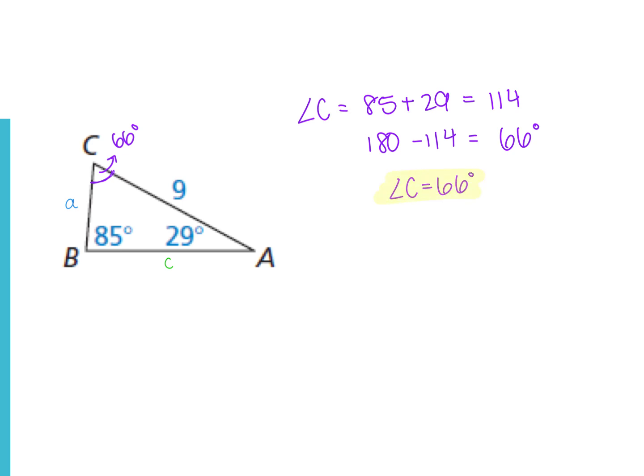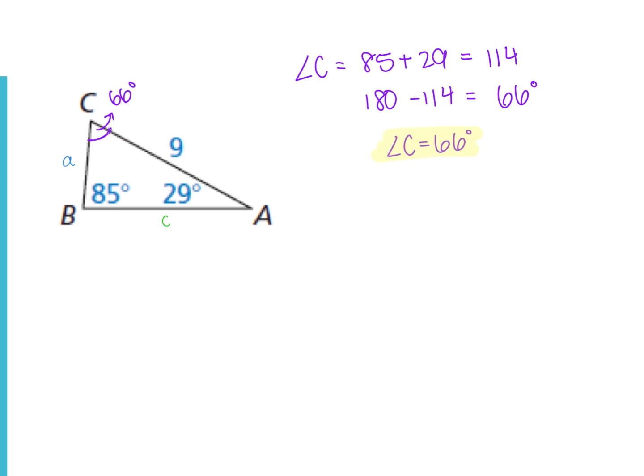So I'm still using law of sine. Why am I still using law of sine? Because I see that I do have a pair. And because I'm solving for my side, I want my sides as my numerators. So I'm going to have 9, that's not a 9, over sine 85 equals, I'm going to do A first, A over sine 29.